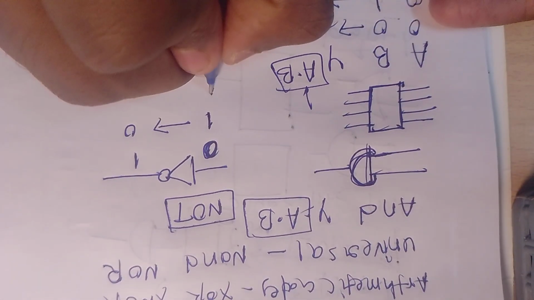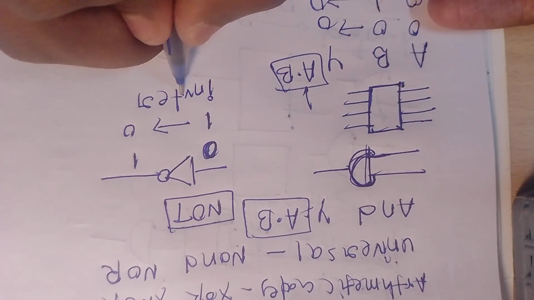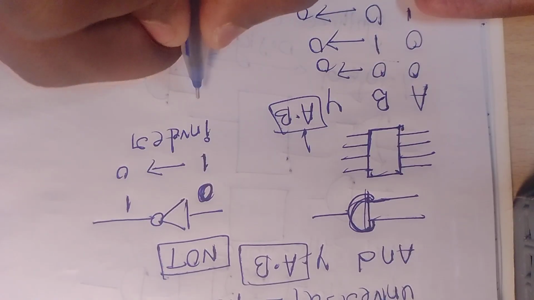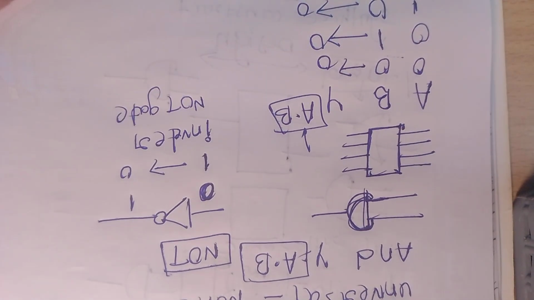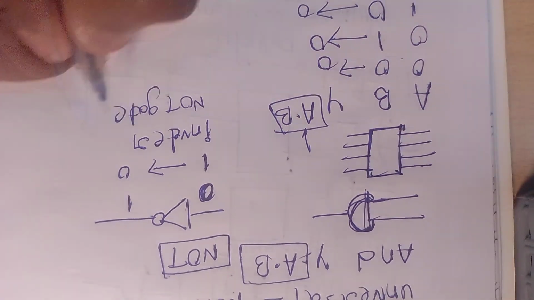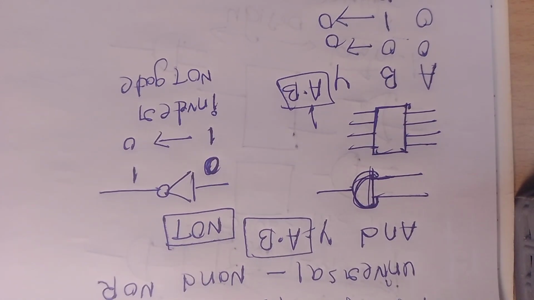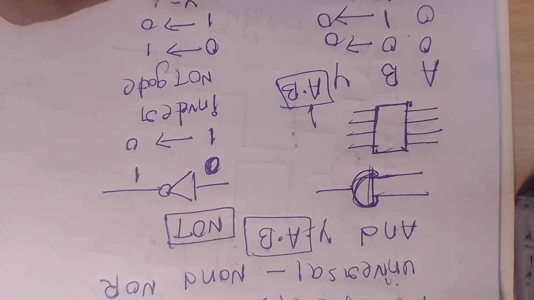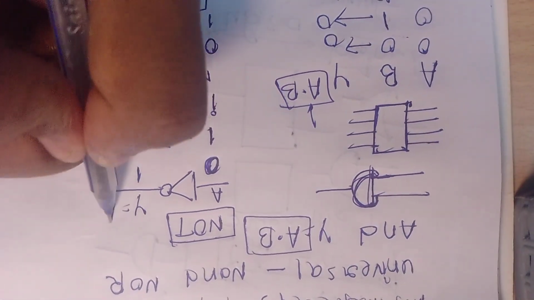We can call this an inverter, an inverting buffer, or a NOT gate. We can have different types of names: inverter, inverting buffer, NOT gate. If you provide 0, the output is 1; if you provide 1, the output is 0. So y equals a bar. If you provide a, the output we get is a bar.